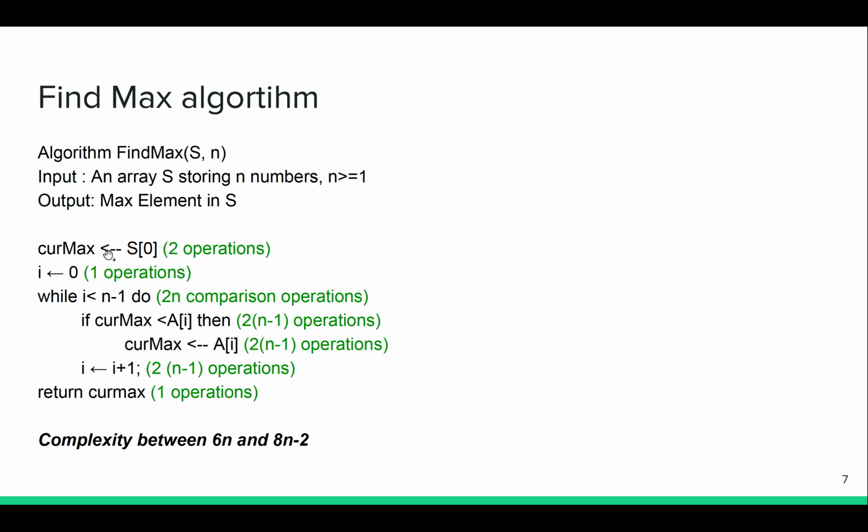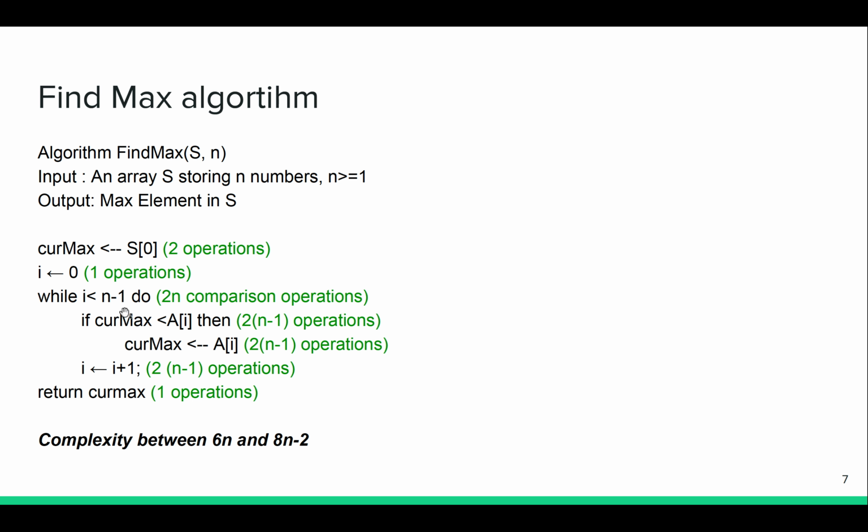So assignment operation is considered as another primitive operation. So totally there are two operations in this particular statement. Similarly, 0 is assigned to i, so it is considered as one operation. Now coming to the next, while i less than n minus 1, do the following algorithm.